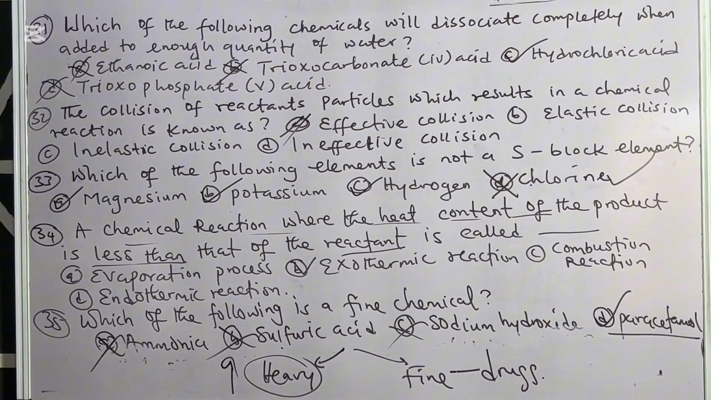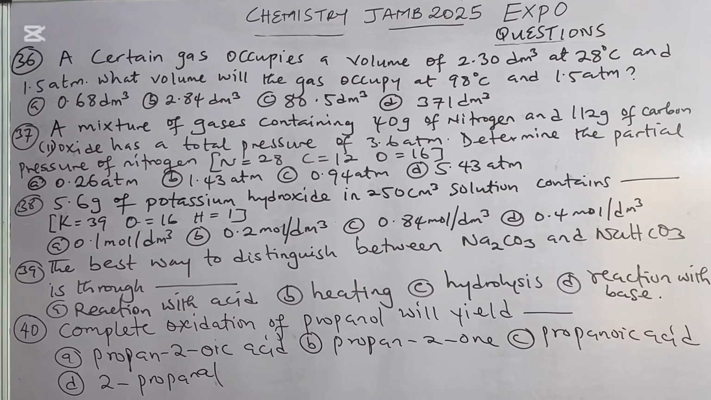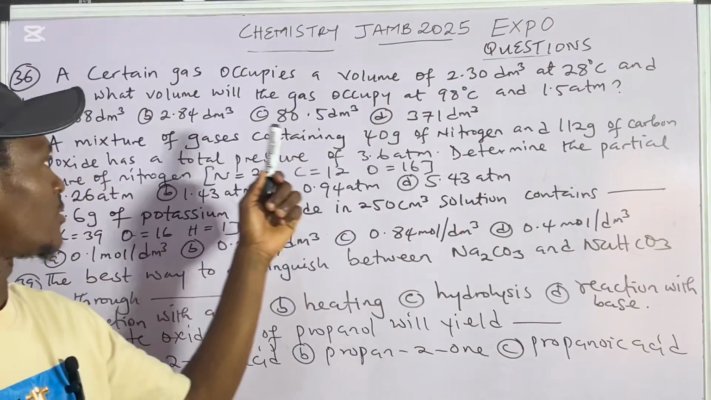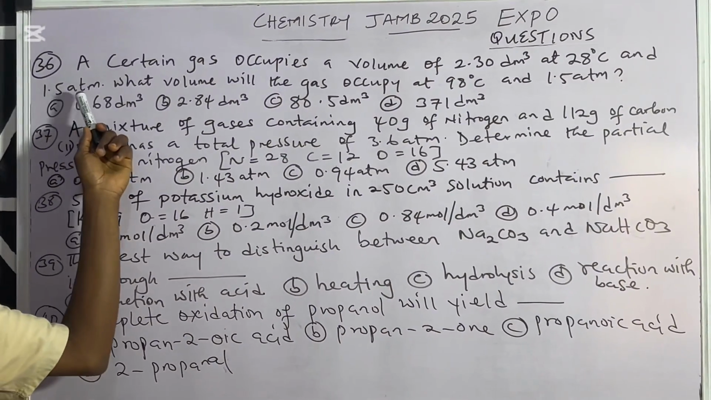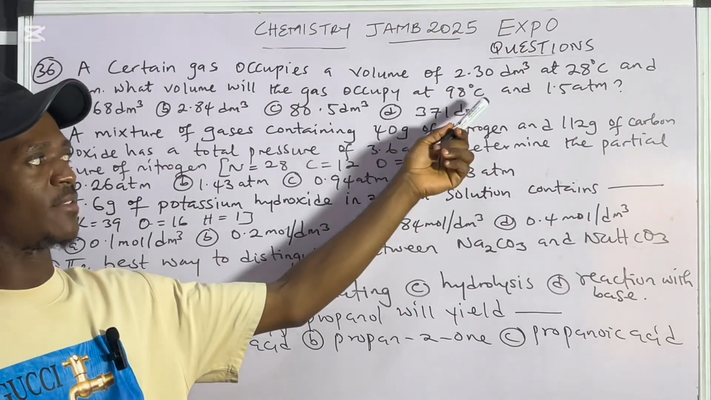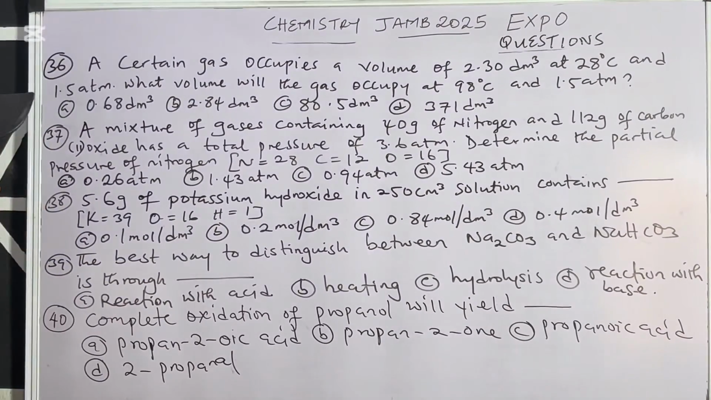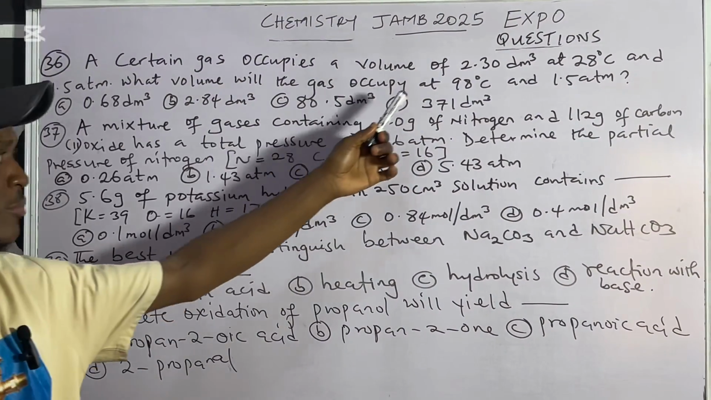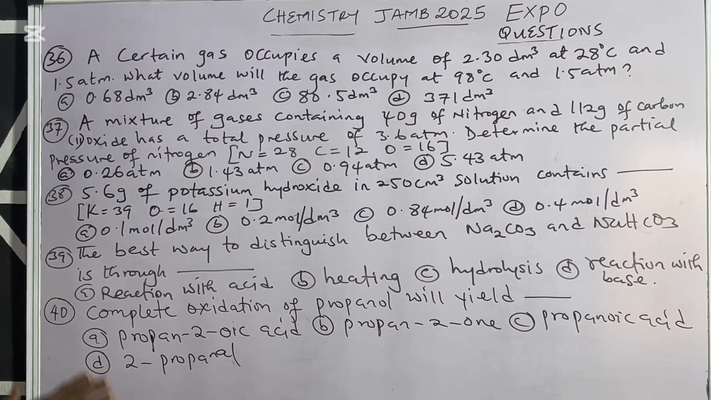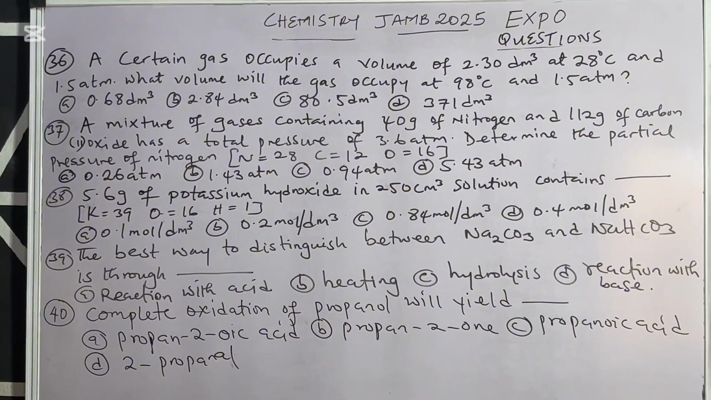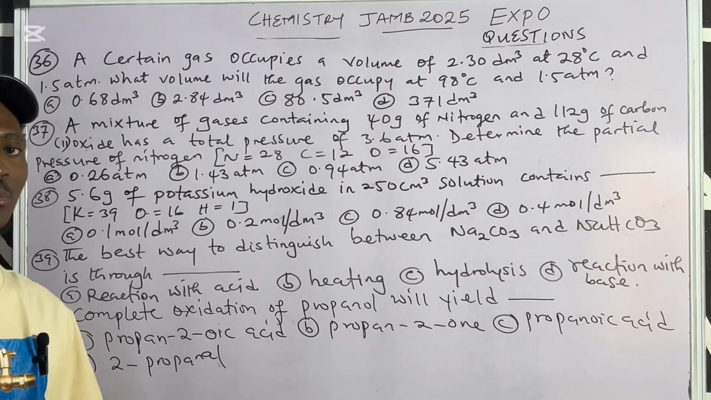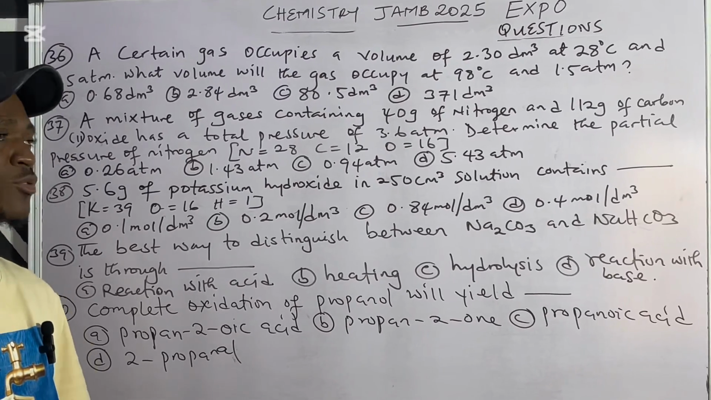Then the next question, question 36. A certain gas occupies a volume of 2.0 dm cube at 28 degrees Celsius and 1.5 atm, that's atmosphere. What volume will the gas occupy at 98 degrees Celsius and 1.5 atm? So in this question, we're given volume, temperature, and pressure. Looking at this, you can use the general gas equation: P1V1 over T1 equals P2V2 over T2. But no need to stress yourself over that.